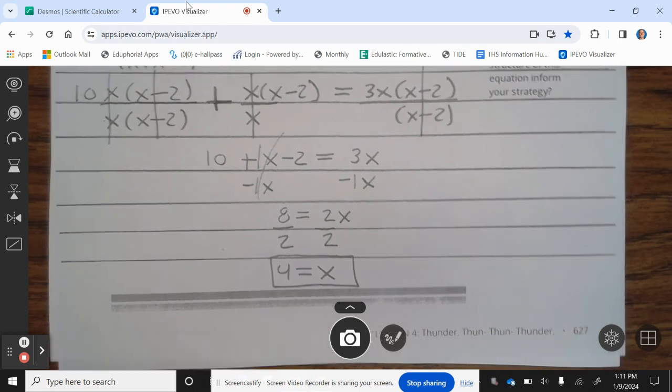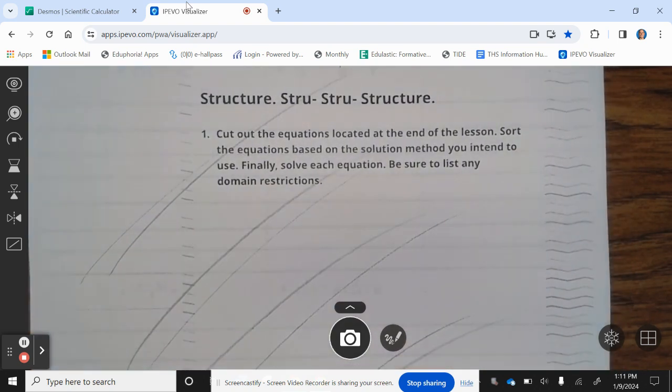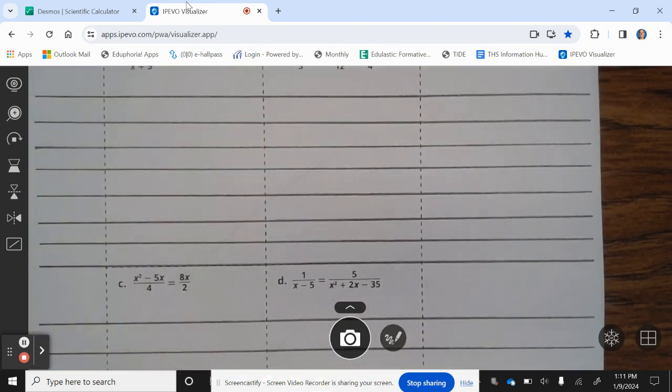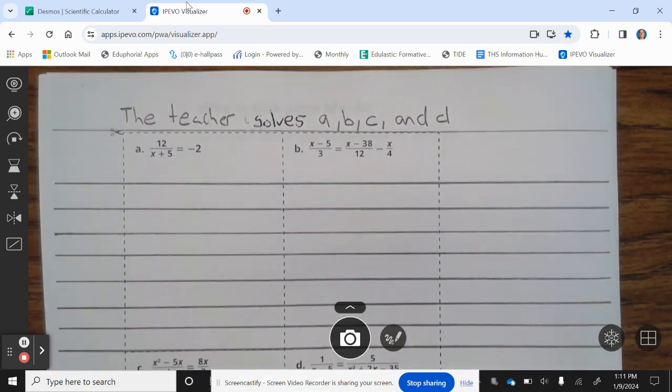All right, let's take a look at the next page. All right, mark that page out. The teacher solves A, B, C, and D.